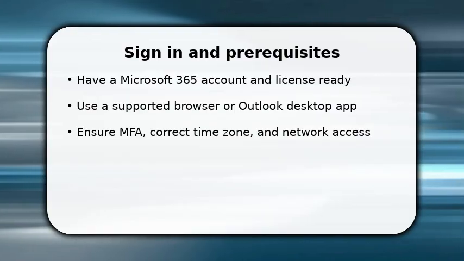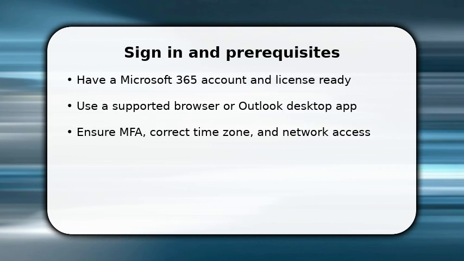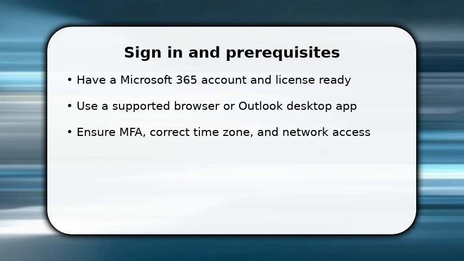You start by signing into Office.com or opening Outlook for Microsoft 365. This grants the mailbox and settings you need. Once signed in, make sure multi-factor authentication is completed to protect access and enable modern authentication.